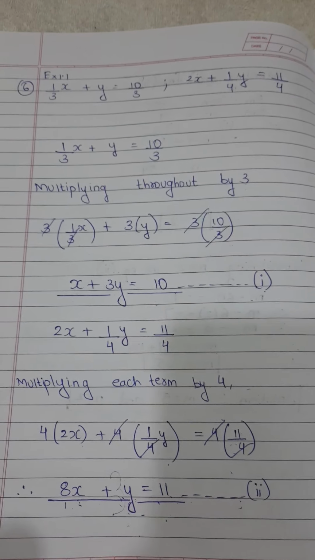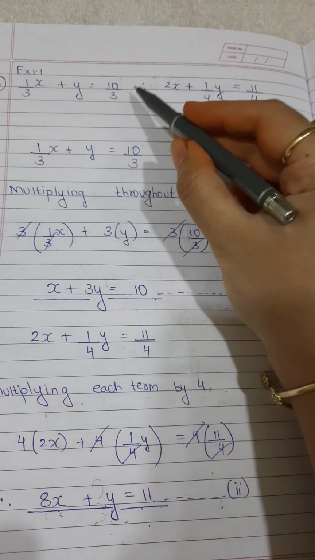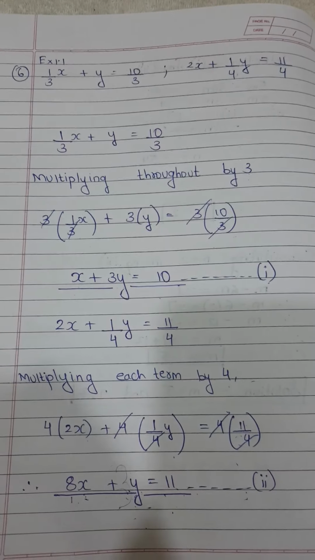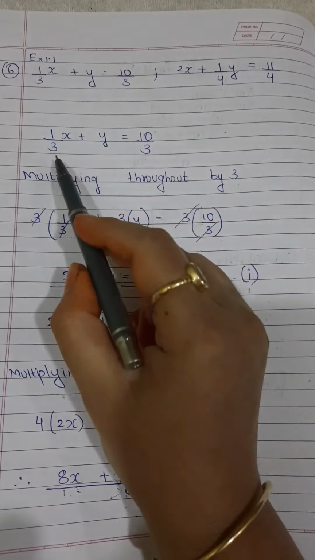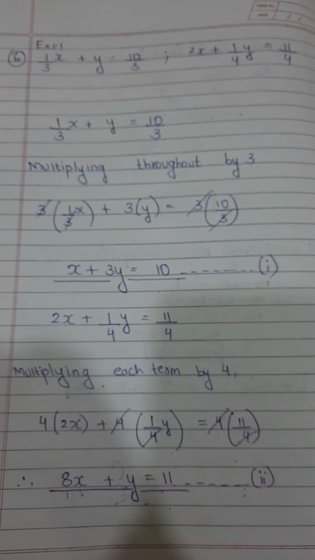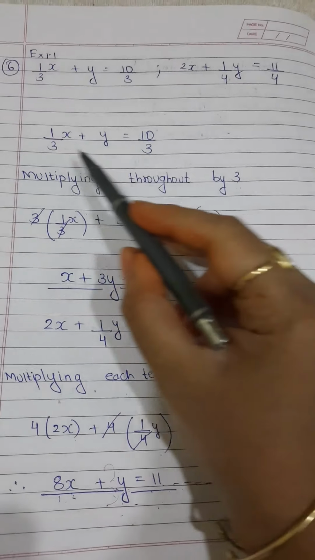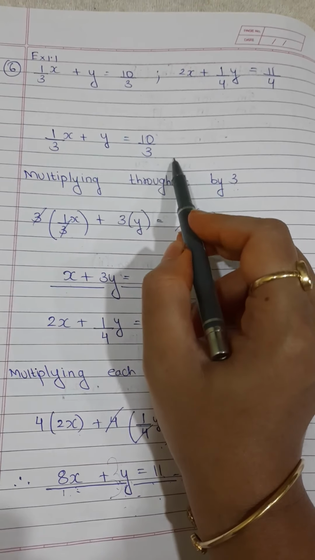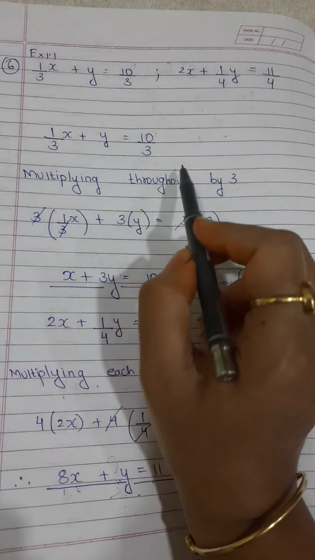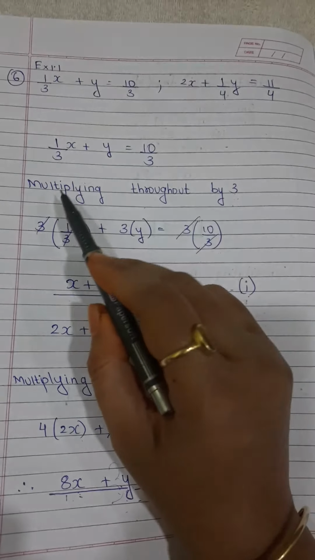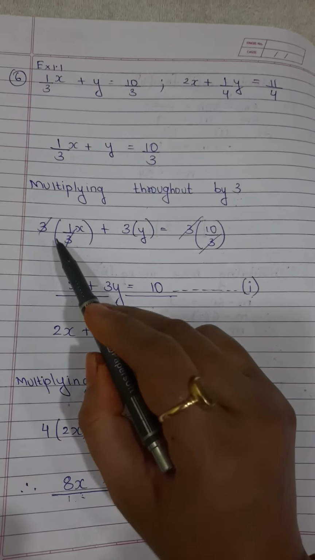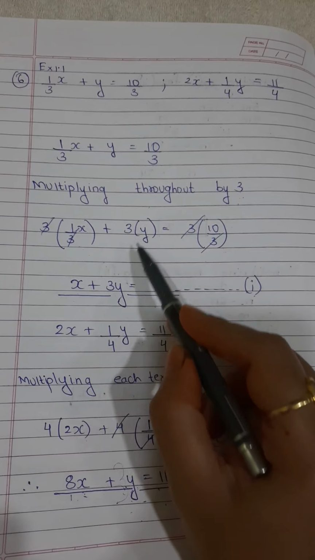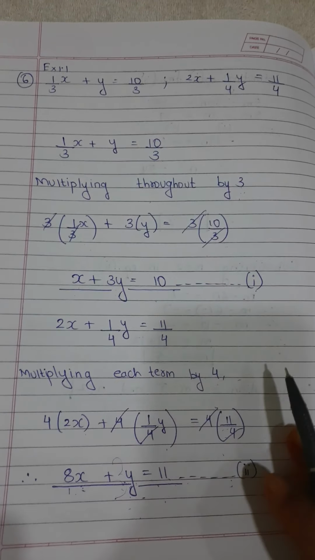So here the first equation we have is 1 upon 3x plus y equals to 10 upon 3. Now to remove this upon 3, students, we need to multiply each term of this equation with the same number, whatever is the denominator here. If there are different denominators, we would go for LCM and multiply the LCM with each term. So here we are multiplying throughout by the same number, that is 3. Multiplying each term by 3, this 3 will get cancelled, this 3 will get cancelled, we get x plus 3y equal to 10. We'll mark it as equation number 1.